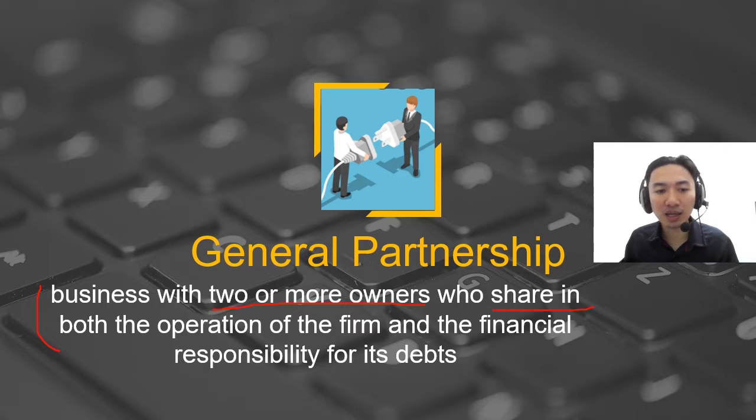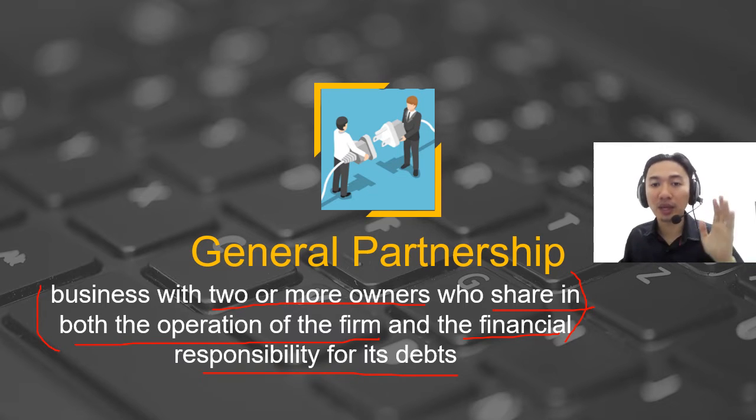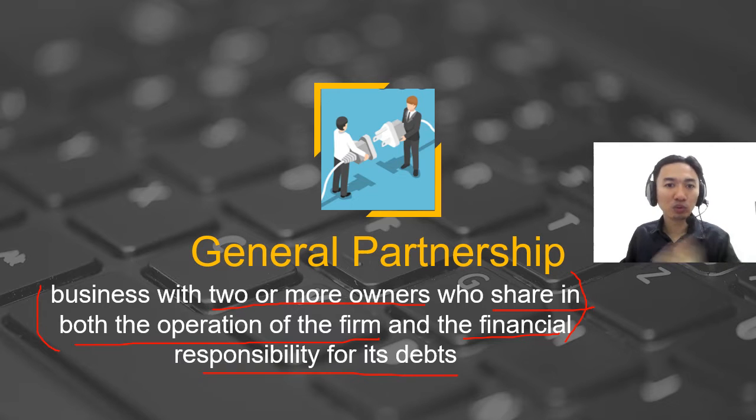These owners share in both the operation of the firm and the financial responsibility for its debts. So the general partnership is similar to a sole proprietorship. It is owned by more than one person, 2 to 20. In a general partnership, normally the partners may invest an equal sum of money or sometimes an unequal sum of money. In most cases, partners will share the profit equally if they invest equally. If they do not invest equally, it will be based on the proportion of their investment.